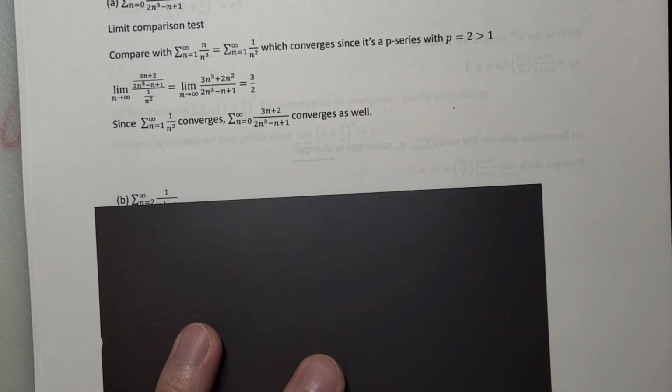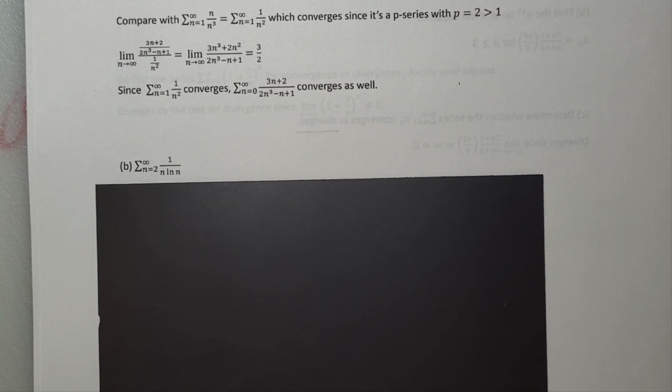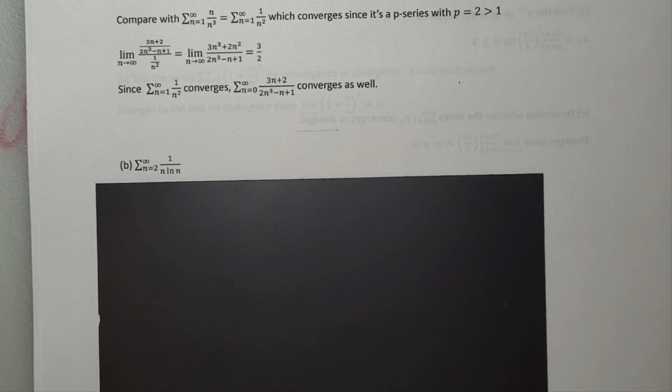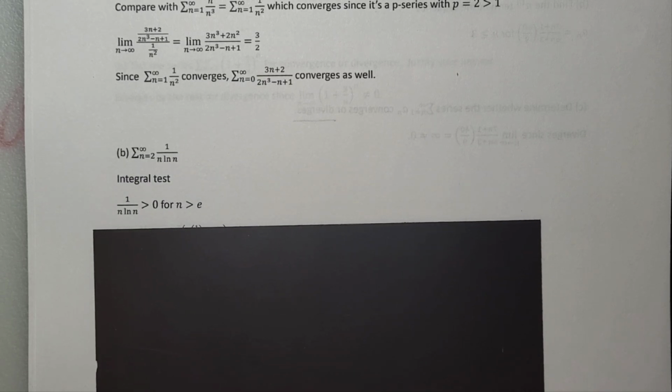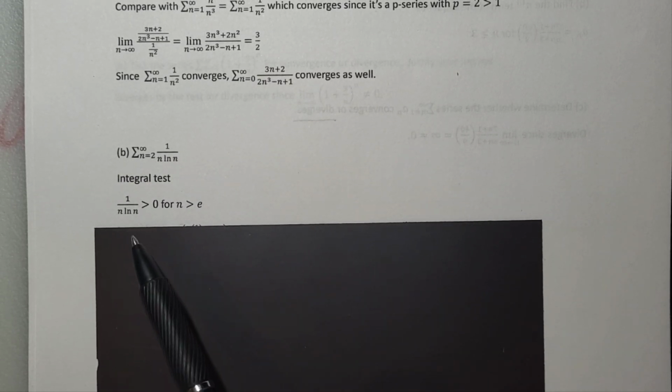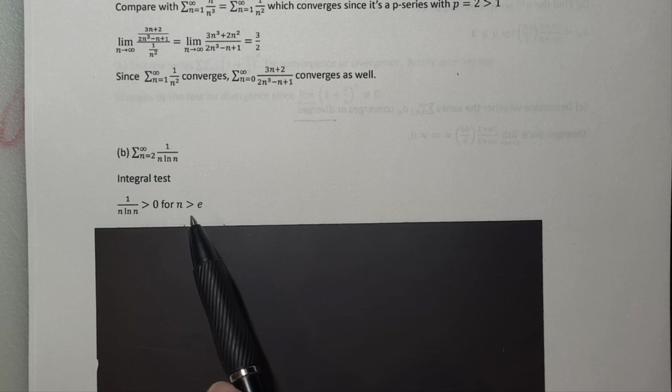Okay. How about this one? Again, I see an obvious substitution, so I'm going to decide to use the integral test. There are 2 conditions that need to be met. This sequence needs to be positive, which I said here is greater than 0 for n greater than e.